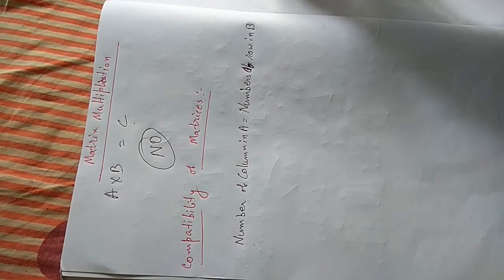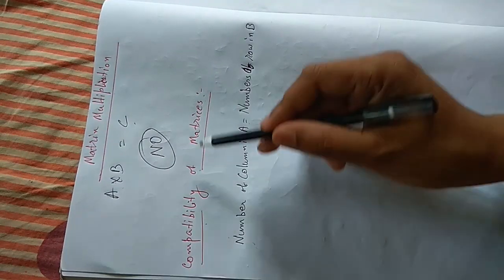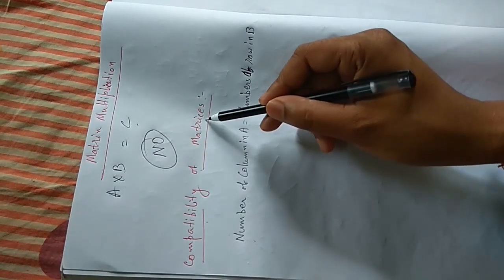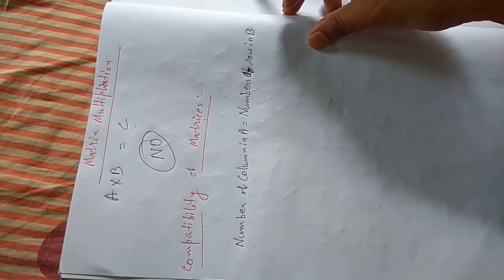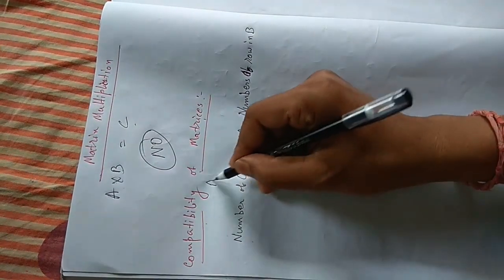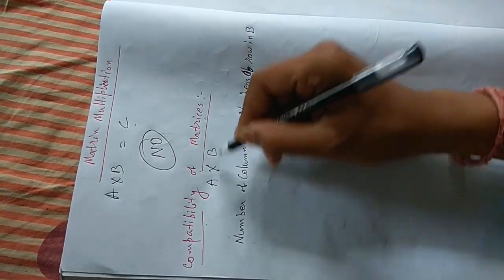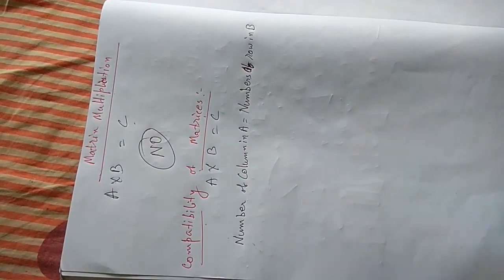Now the question comes: what is the condition for multiplying two matrices? This is called the compatibility of matrices. That means which condition says that two matrices are multipliable, that is, whether multiplication is possible or not. If we take matrices A and B, does the answer C come or not? So which condition says that?